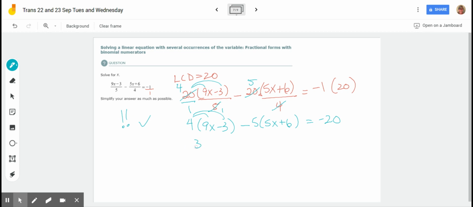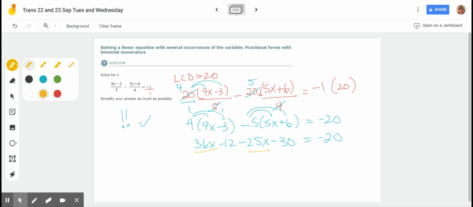All right, multiply across: 36x minus 12. Don't forget your negative on this one: negative 25x minus 30. 5 times 6 is 30, and negative times positive is negative. Be careful, people. Combine like terms: 36x minus 25x is 11x, and then we have negative 12 and negative 30, which is minus 42, equals negative 20.